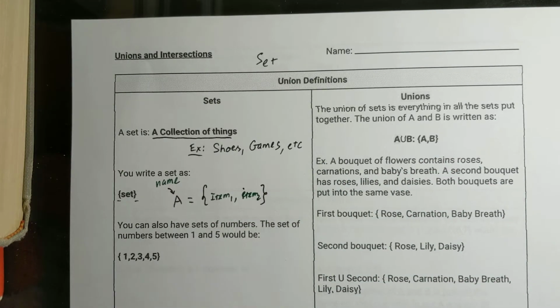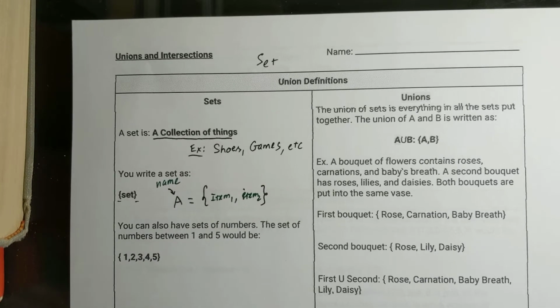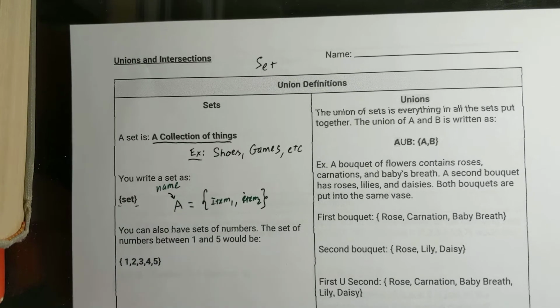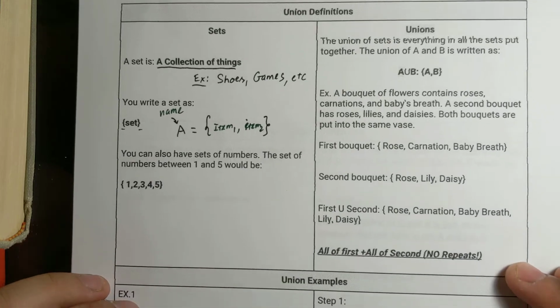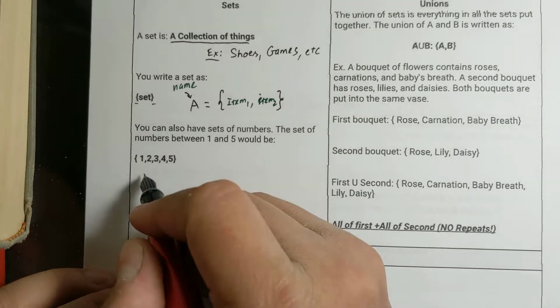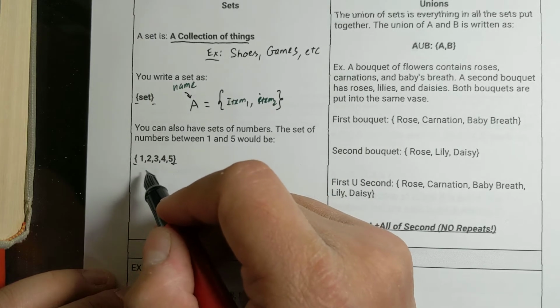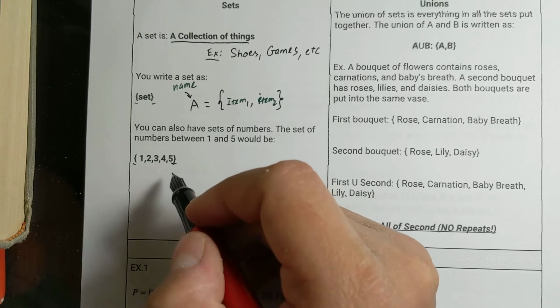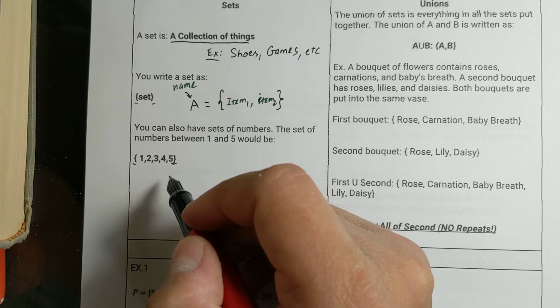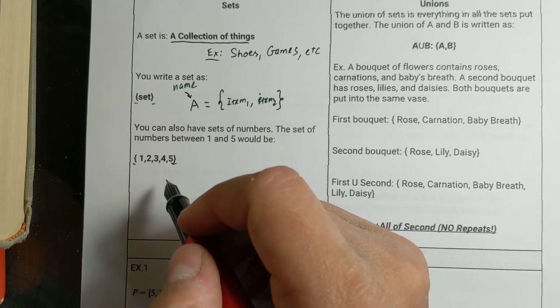A perfect example would be a set of the numbers between 1 and 5. If you want to list that set, it's going to be something like this: curly bracket in front, the items inside, so 1 will be item number 1, 2 will be item number 2, and 3, 4, and 5, and so on.